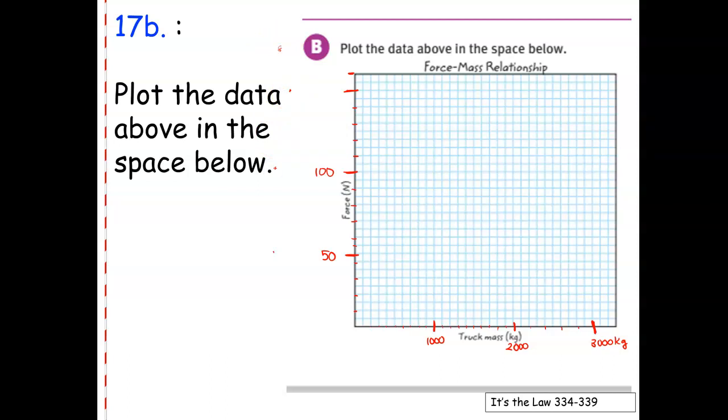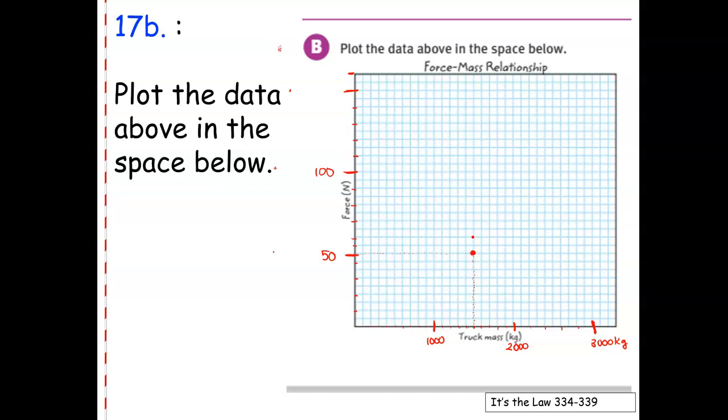So let's graph the first one. We have 1,500 kilograms. The first thing we need to do is figure out where that would be. So here's 1, 2, 3, 4, 5. Here's 1,500. And the amount of force I have there is 50. So I want to find out where 50 and 1,500 go together. And that's where my first point is going to be.